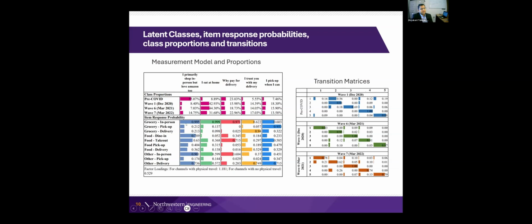So for example, if I look at just the first column, we have grocery in person. The value of the item response probability is 0.995. What it tells you is that given you are in latent class 1, your probability of spending for grocery in person is almost 1, which means for someone in this class, their probability of spending in person for grocery is very, very high, which means they do their grocery in person.